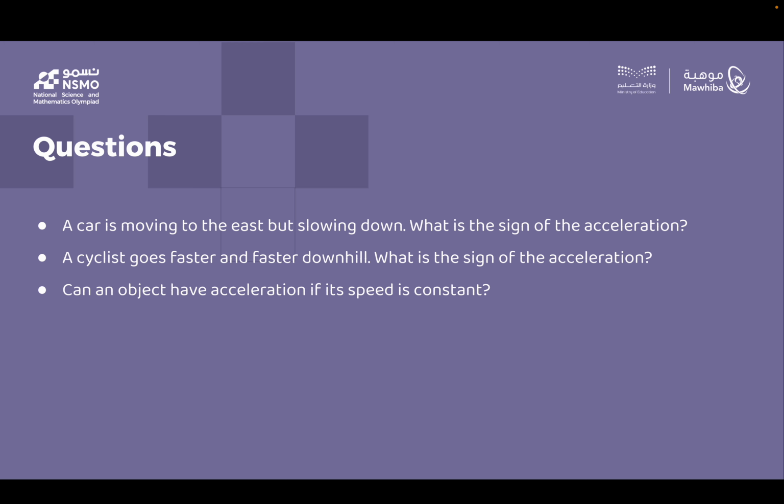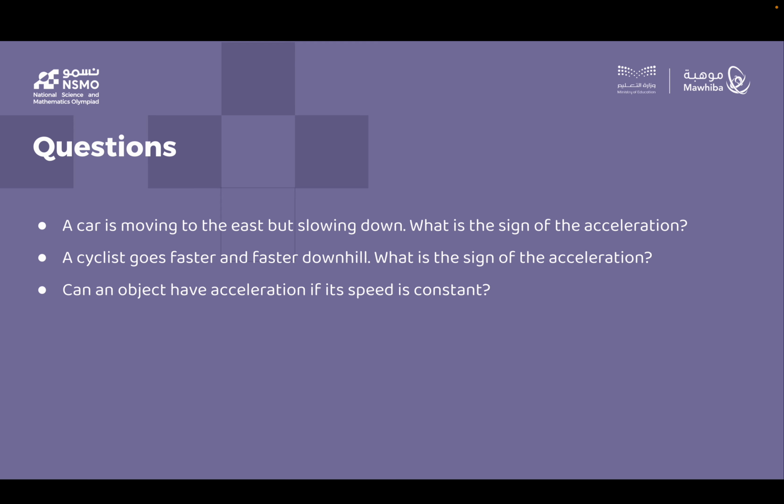Finally, let's discuss a couple of questions to test what you just learned. First, a car is moving to the east but slowing down. What is the sign of the acceleration? The answer is that the acceleration is negative because the speed is decreasing. Second question. A cyclist goes faster and faster downhill. What is the sign of the acceleration? The answer is positive, because the speed is increasing.